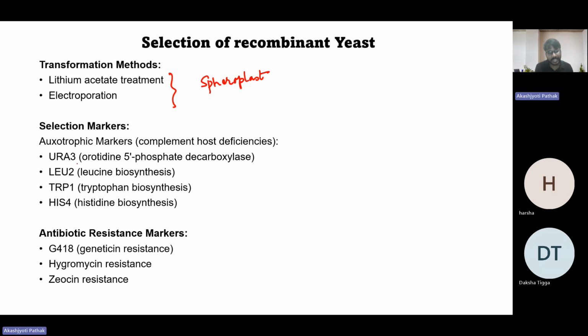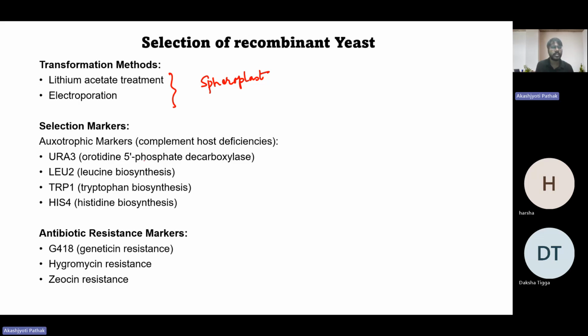If these types of selectable markers are present, then what does it mean? You need to add these enzymes in the media. Only then will your yeast grow.